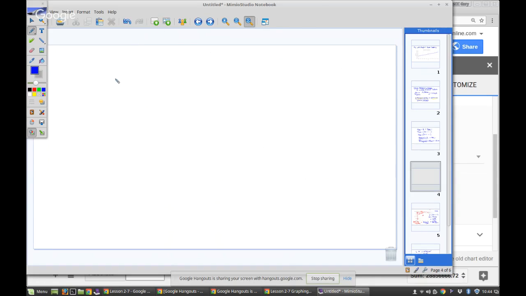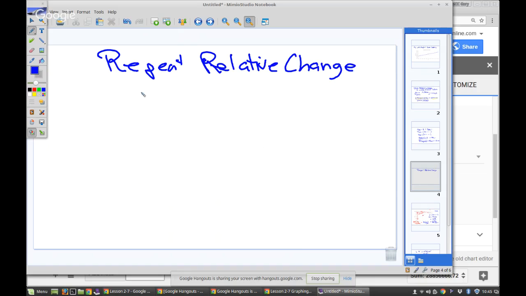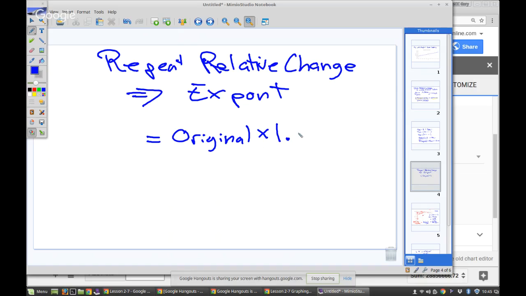Yeah. So essentially, if we repeat relative change, R, then we end up with an exponent. The equation ends up being your original population times 1 plus whatever your percent change is, raised to some power. And in this case, the power is the amount of years that went by. Now, we're doing every 10 years in our graph, so our P represents 10-year intervals.